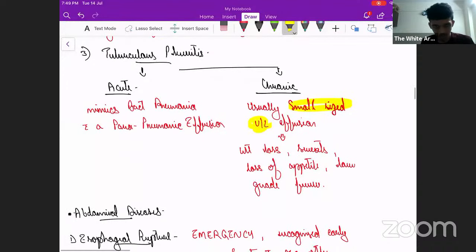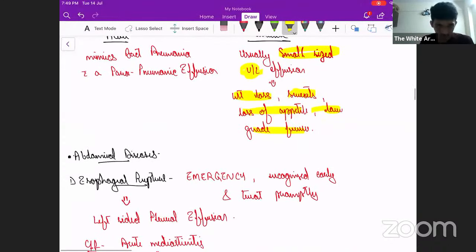What are the other features we might or might not have? Weight loss, night sweats, loss of appetite, low grade fever, all these things we might or might not have. Next is abdominal diseases. So what are the abdominal diseases?